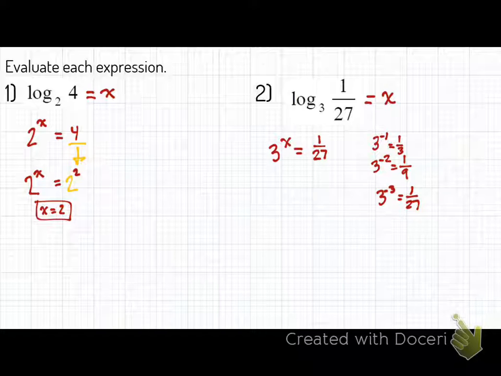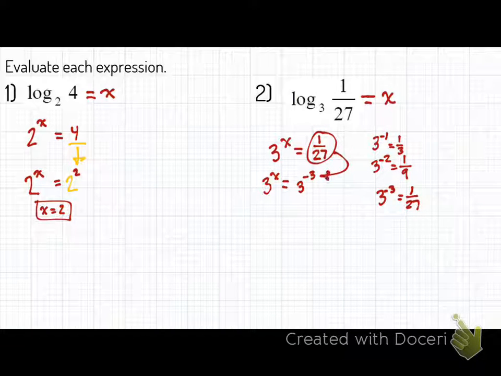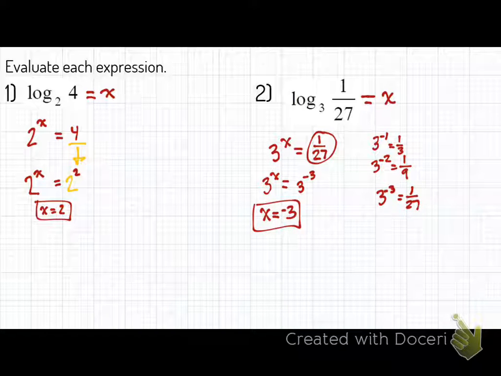Good. So we're going to rewrite this now. What did I just do here? We're going to rewrite this as 3 to the x is equal to 3 to the negative third. I just converted my 1/27th fraction into this. Now we have a common base of 3, so we're going to set our exponents equal to each other. So we got x is equal to negative 3, and that's it. Okay? That one's a little bit easier.